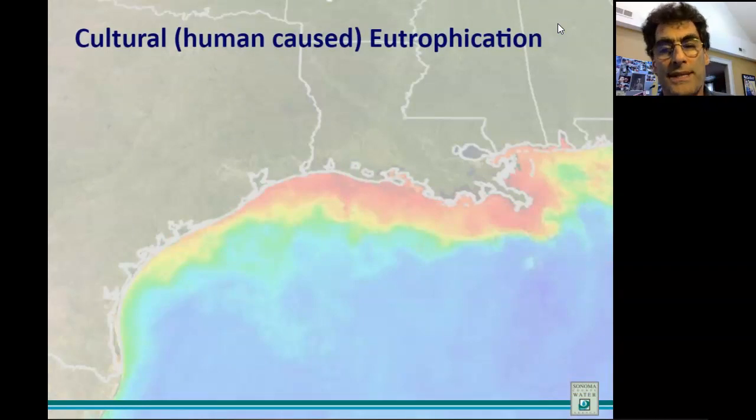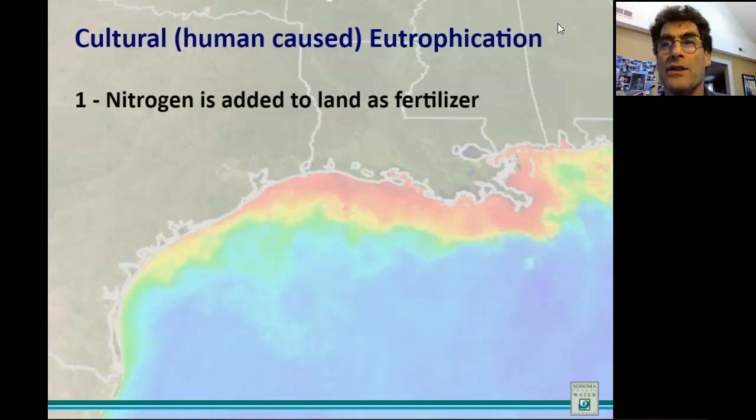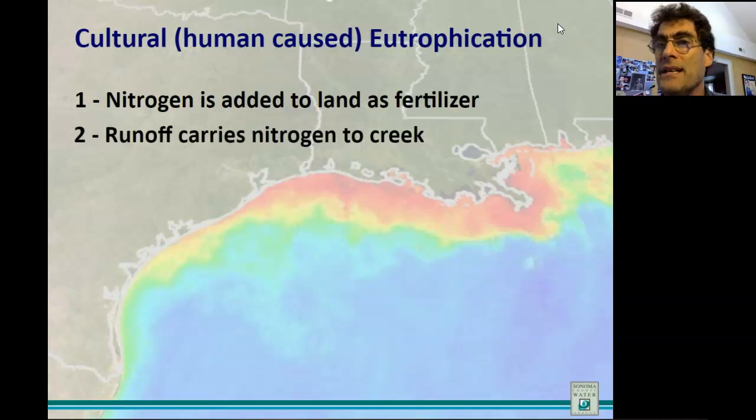So we studied this already, but I'm going to throw it up here again. Cultural, human-caused eutrophication has a few steps. So we should memorize these steps, and a lot of you have already. Think of it as a story. You add nitrogen to the land as fertilizer. The runoff carries nitrogen to the creek.